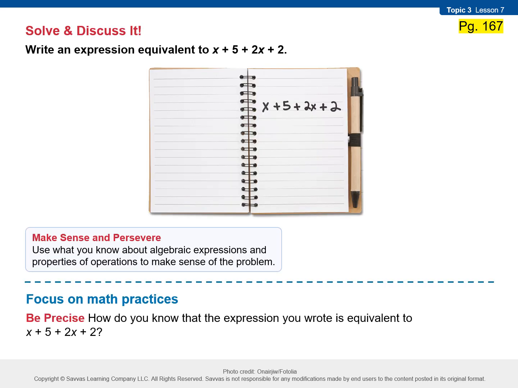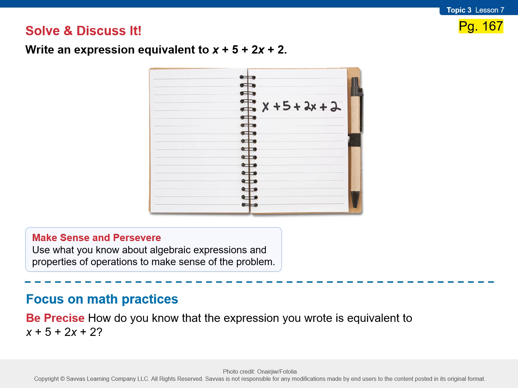Look at the solve and discuss it. Write an expression equivalent to x plus 5 plus 2x plus 2. So let's think back on yesterday. Remember whenever we were doing distributive property? And if you had a number outside parentheses, you multiplied it by everything on the inside of the parentheses? Okay, this is kind of similar. We also talked yesterday about combining like terms.